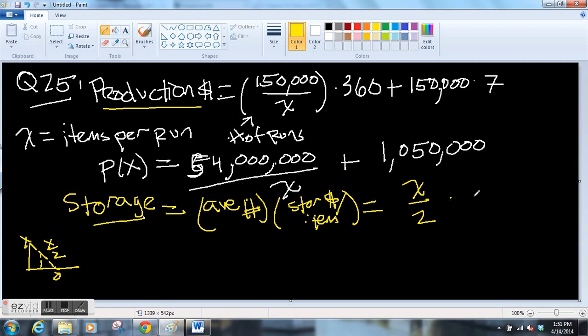And the storage per item is 75 cents. That is a 0.75. So the total here, 0.75 divided by 2, is 0.375 times x. So now we have our production cost and our storage cost.